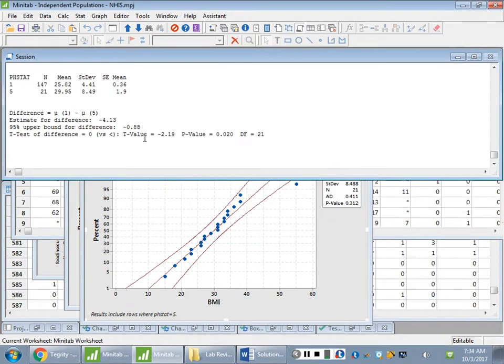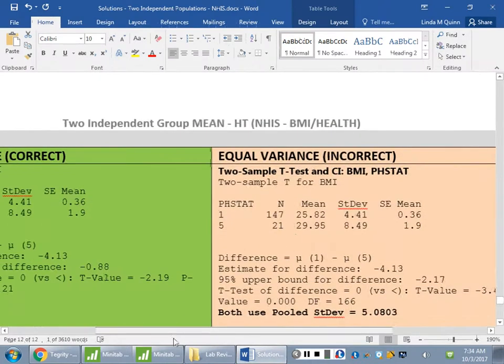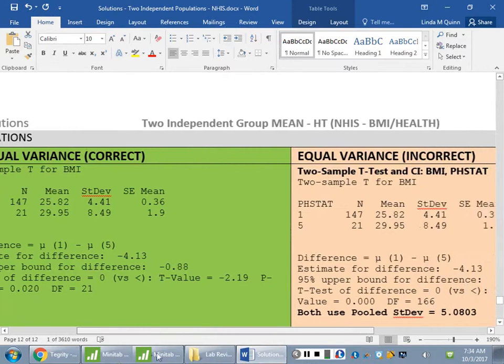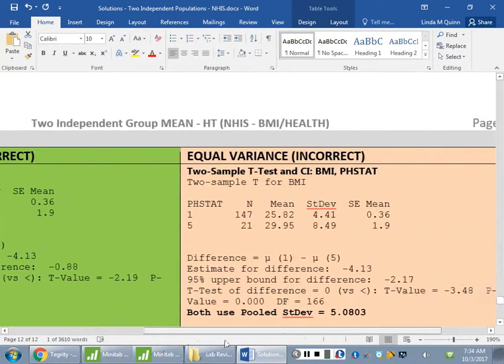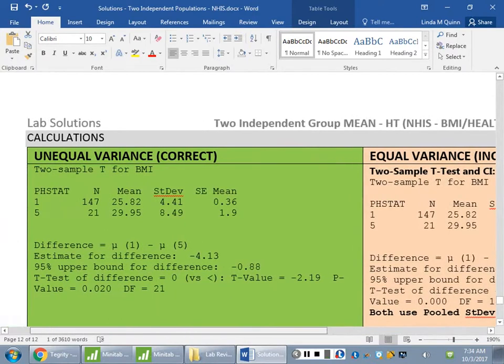And we get this output here, which I've copied to my solution report right here. So this is the correct one for unequal variance. Here's the incorrect one that shows equal variance. Once again, degrees of freedom look different, the t-values look different, the p-values look different. Okay. In this case, we can see that the degrees of freedom is 21. So that's why I went back into the condition section and put that in there.